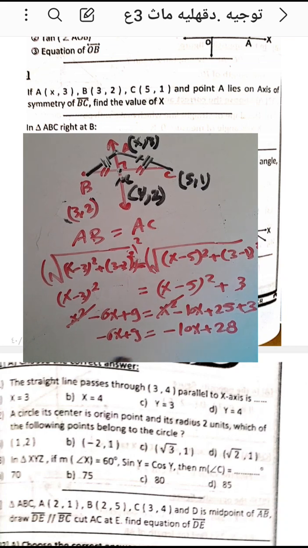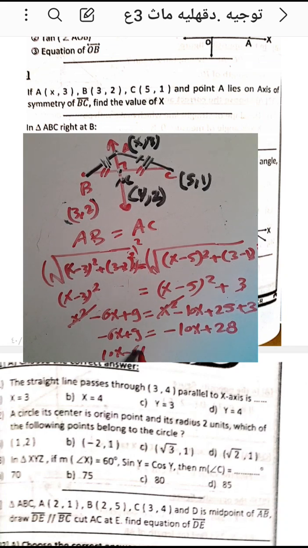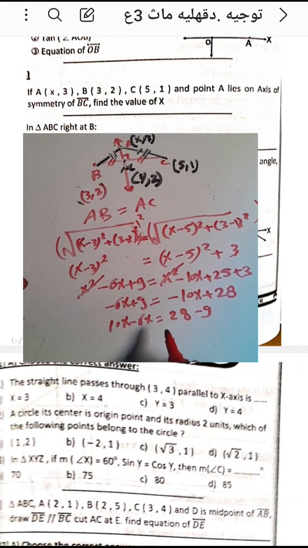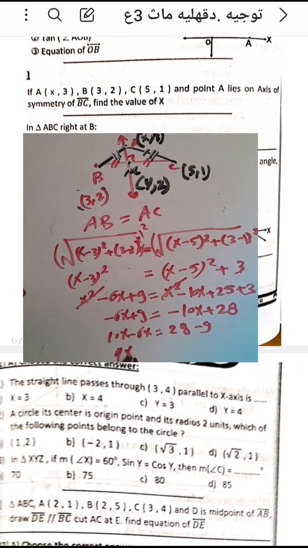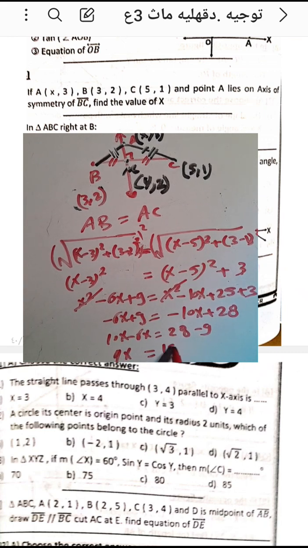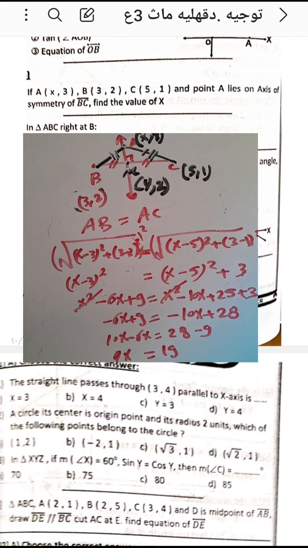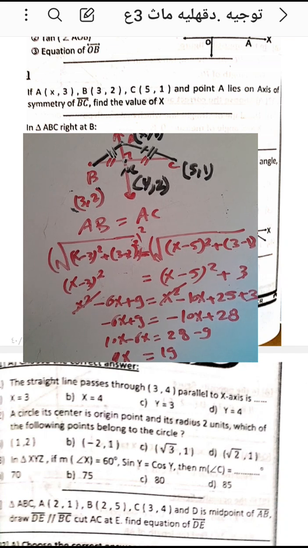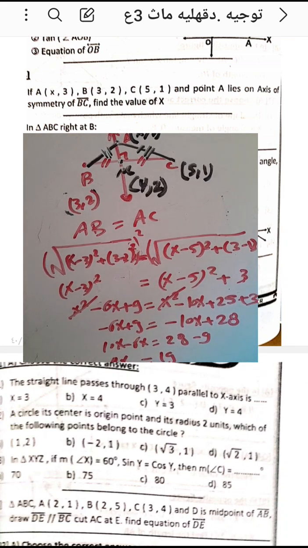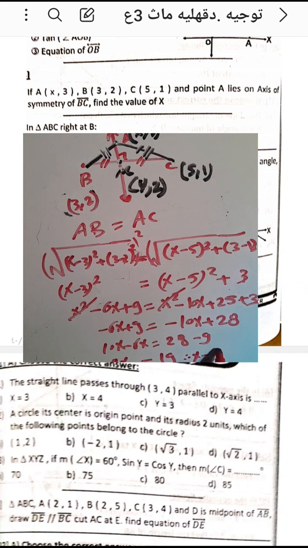Moving here, 10x minus 6x and 28 minus 9. 10x minus 6x will be 4x. 28 minus 9 will be 19. Then x will be 19 over 4.